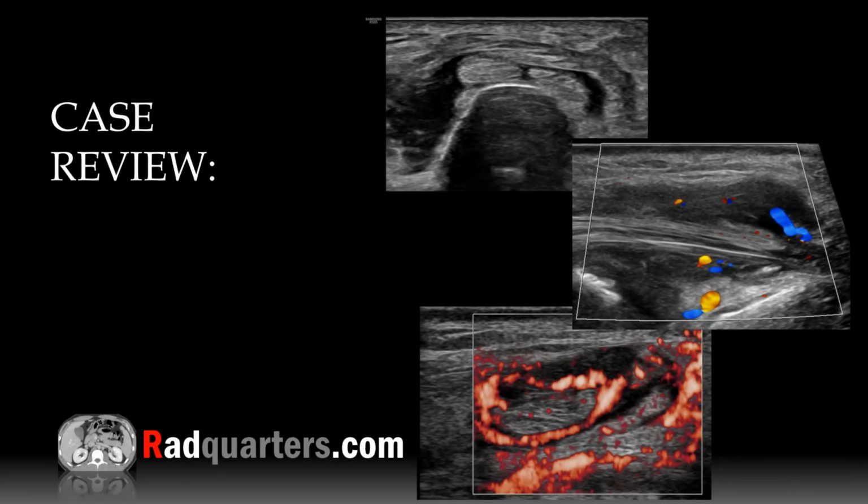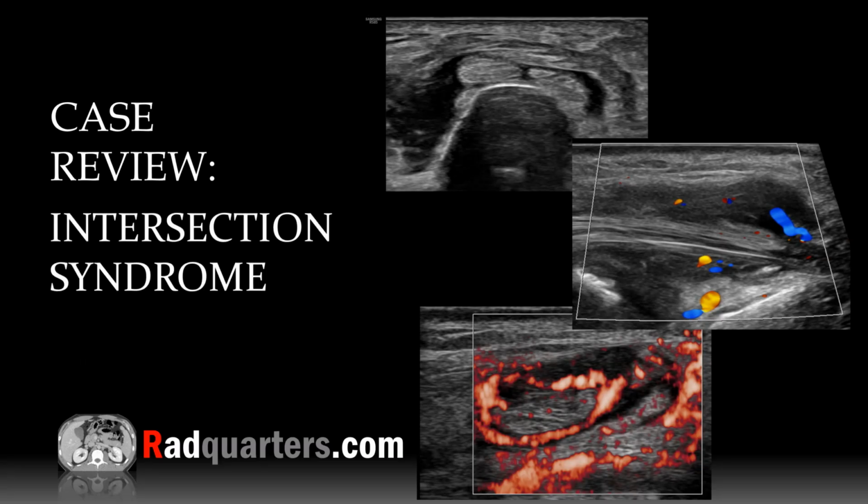Welcome to Radquarters. Today we'll be talking about ultrasound of intersection syndrome, which is a friction tenosynovitis about the wrist.